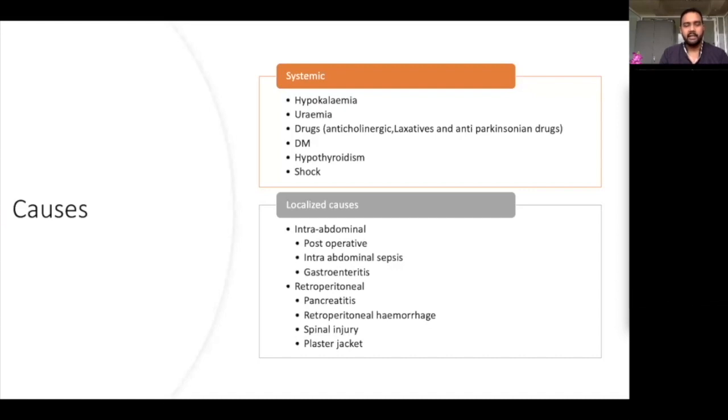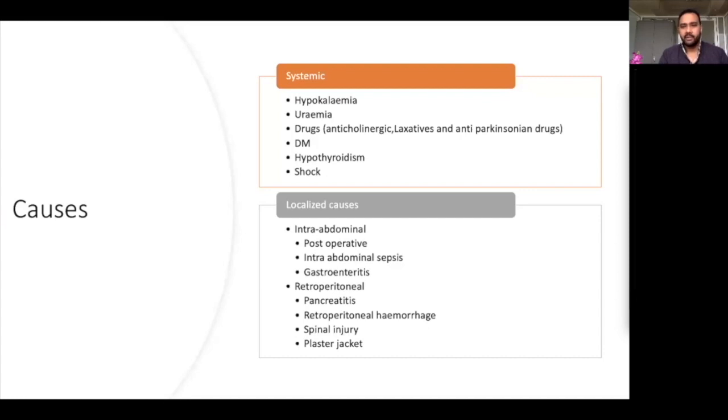In a renal failure patient, they can have paralytic ileus because of the uremia. Then there are some drugs: anticholinergics, laxatives, and any drugs for Parkinson's disease can also cause paralytic ileus. There is also an entity called laxative abuse.